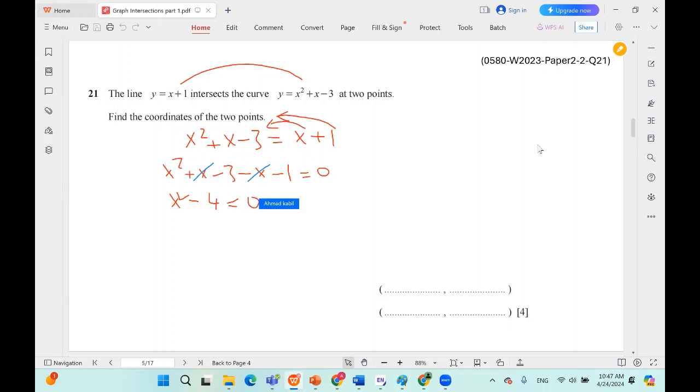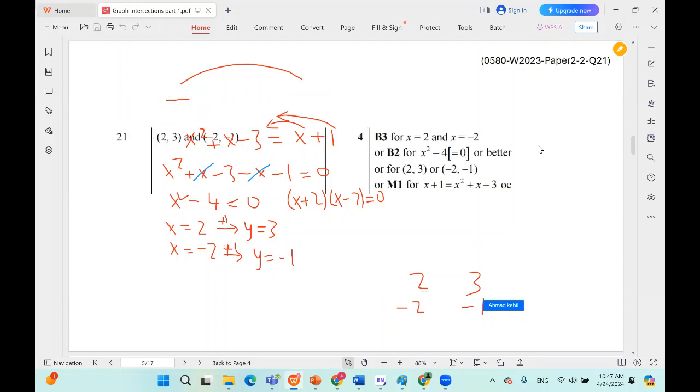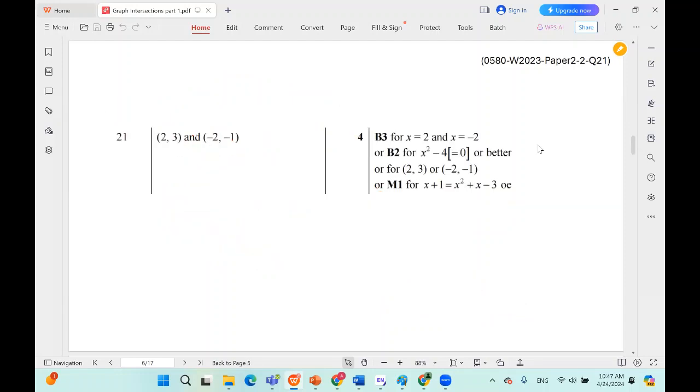This is a difference of 2 squares. So x plus 2 times x minus 2 equals 0. So either x equals 2 or x equals negative 2. And like I said before, it's much easier to plug into the line. So if we plug in 2, we get y equals 3 because we're adding 1 basically. So negative 2 plus 1 equals negative 1. So our 2 points are going to be (2, 3) or (negative 2, negative 1). And these are the correct answers here as well.